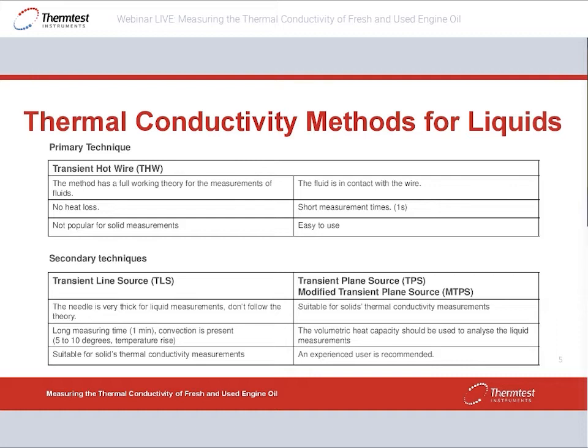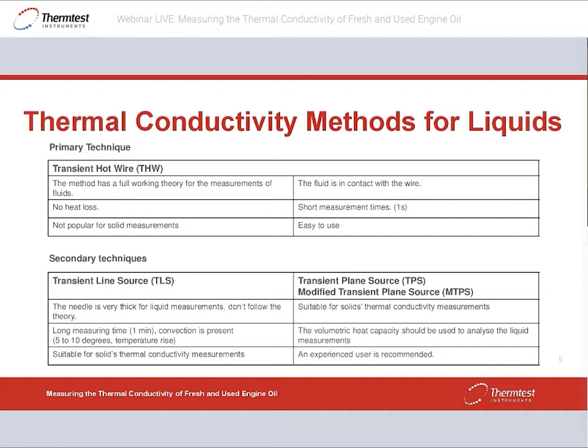Secondary techniques like the transient line source and the transient plane source are also used for thermal conductivity measurements of liquids. But in the case of the transient line source, the needle is very thick, which means it doesn't follow the theory of the transient methods. And also the measuring time is very long, it's over a minute, which means that, especially in low viscosity fluids, convection is present during the measurements. But on the other hand, it's suitable for solid measurements.